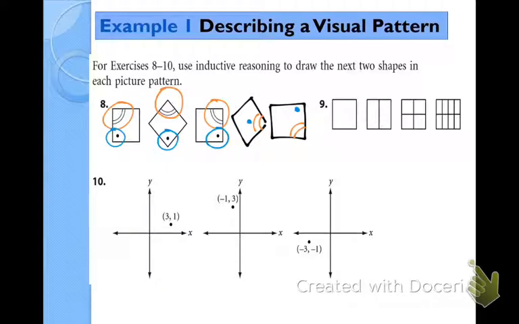Okay? Number 9, we got a bunch of squares that are being cut up. So what can I assume about my next two shapes? They're gonna get cut up. Yeah, they're going to be cut up square type things. So it goes one whole square, cut into 2, cut into 4, cut into 8. So what's happening? It's multiplying by 2. The boxes are getting smaller. So how many are going to be in the next one? 16.